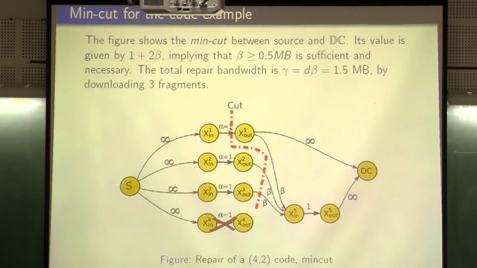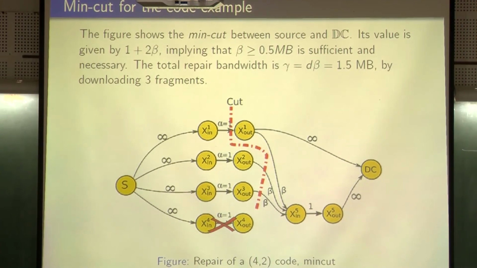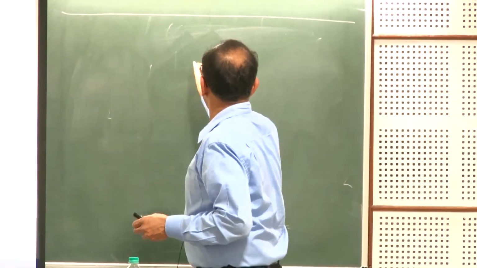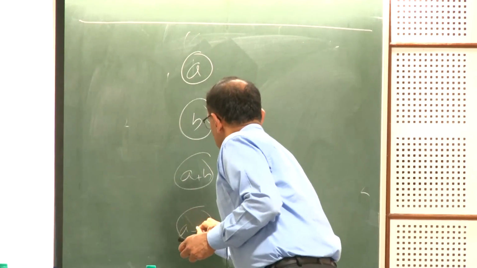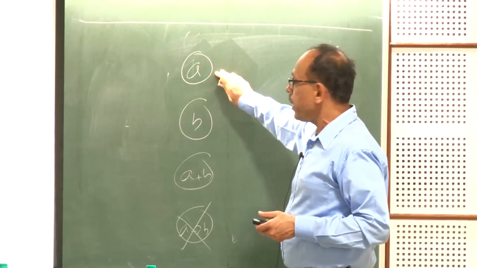So using three fragments, you can download the things. That's a good question. You see that here, can you do better than that? One idea is that I can probably explain this. What happened initially? You have nodes with, let us say, A, B, and A plus B. Now this has been gone. So this has a capacity of 1, full 1 MB.